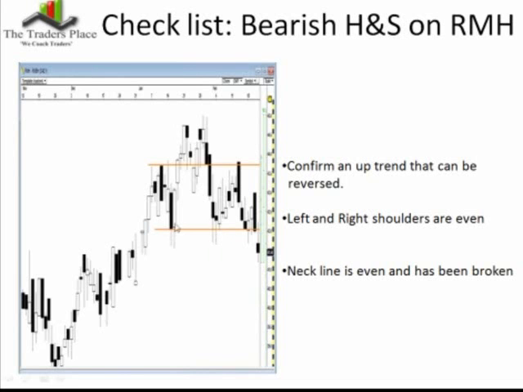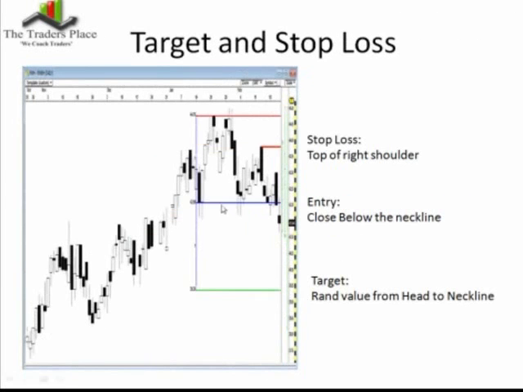It doesn't necessarily have to be identical, but we do prefer, or I prefer them to be in a similar area. We can see the right shoulder as well. Left shoulder, right shoulder at similar prices. Measure the distance from the neckline to the head, and it will give you a lower target.